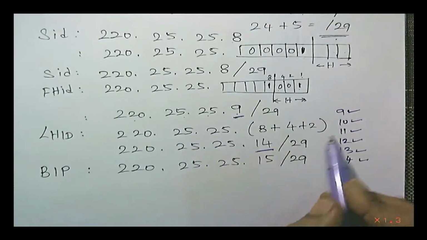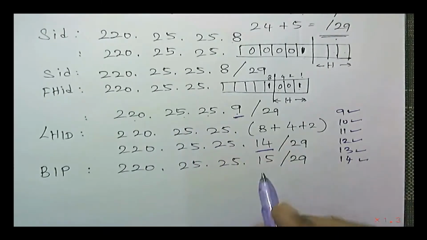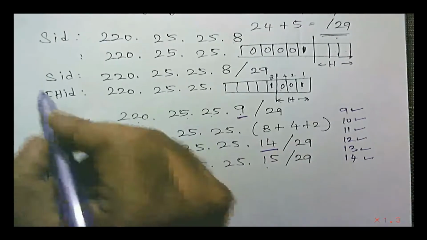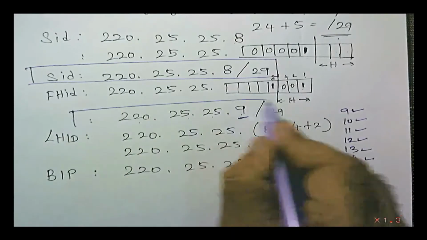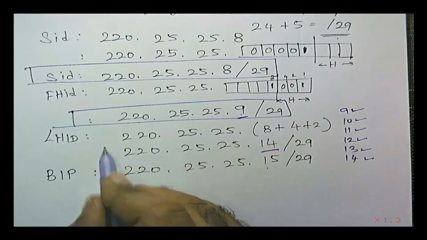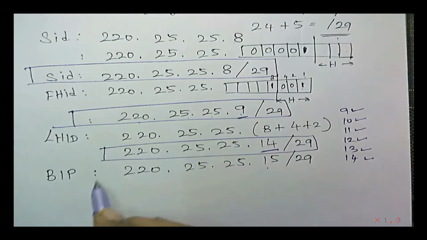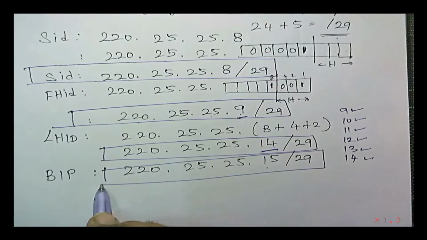220.25.25.9, 10, 11, 12, 13, 14. So this is going to be your broadcast. So this is our subnet ID. This is our first host ID. This is the last host ID. And this is going to be your broadcast IP address.